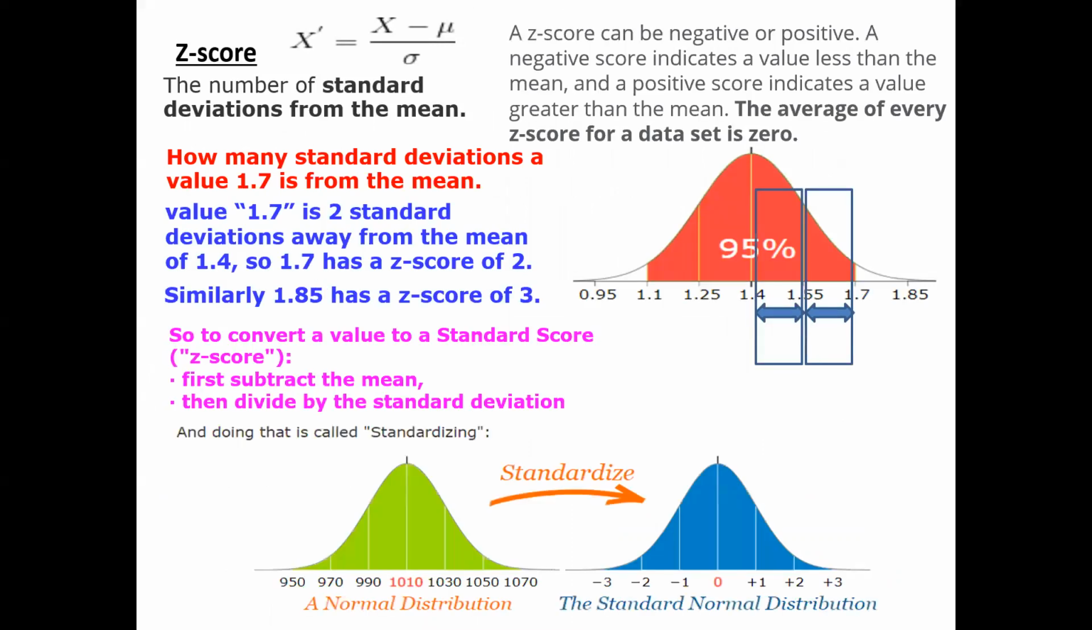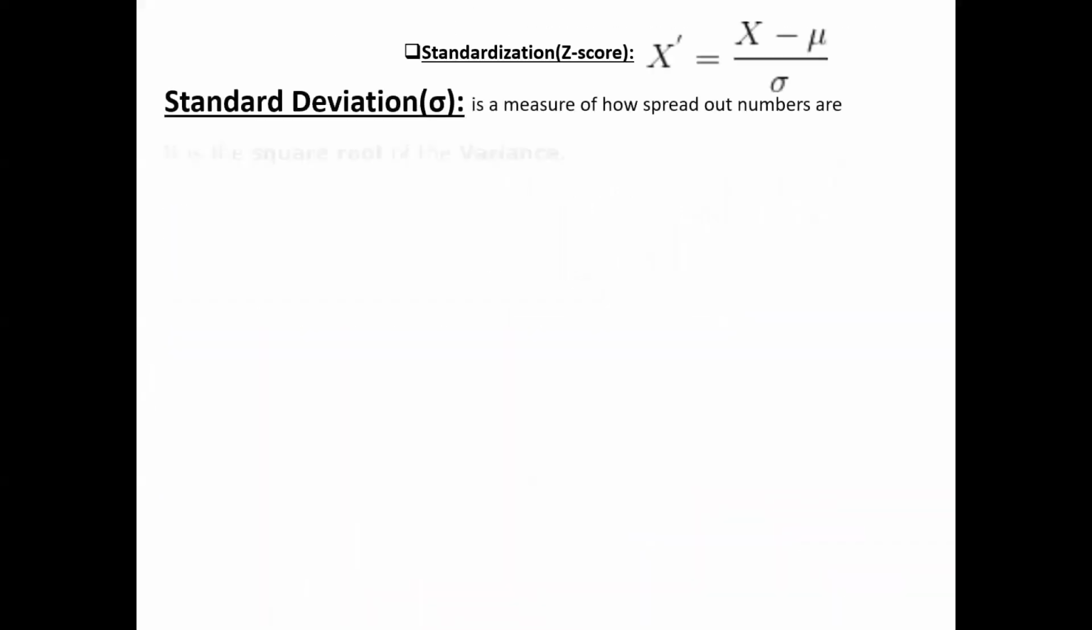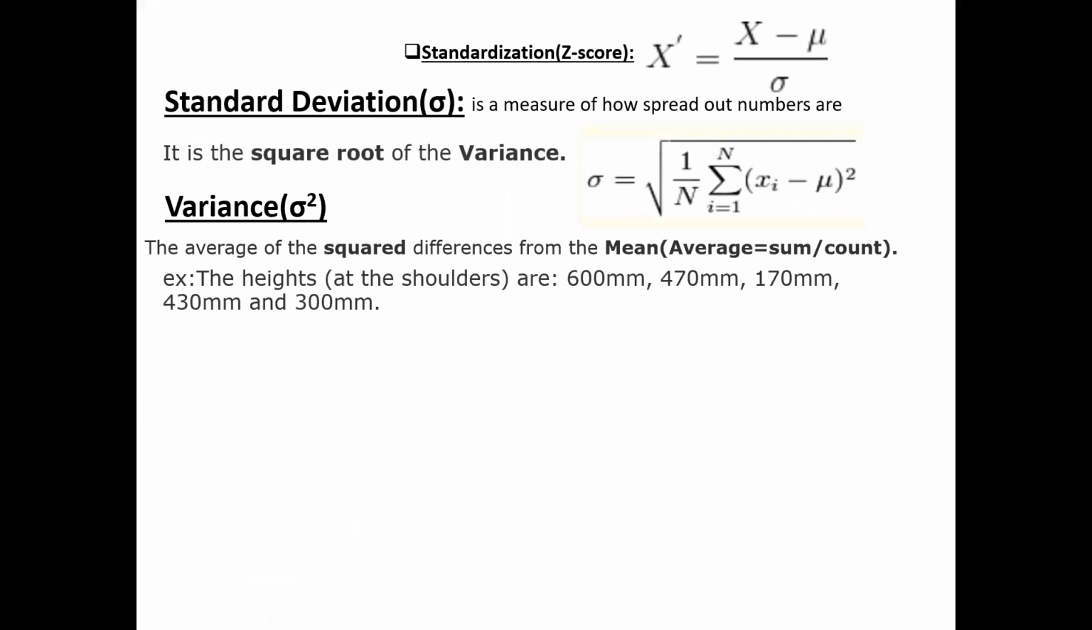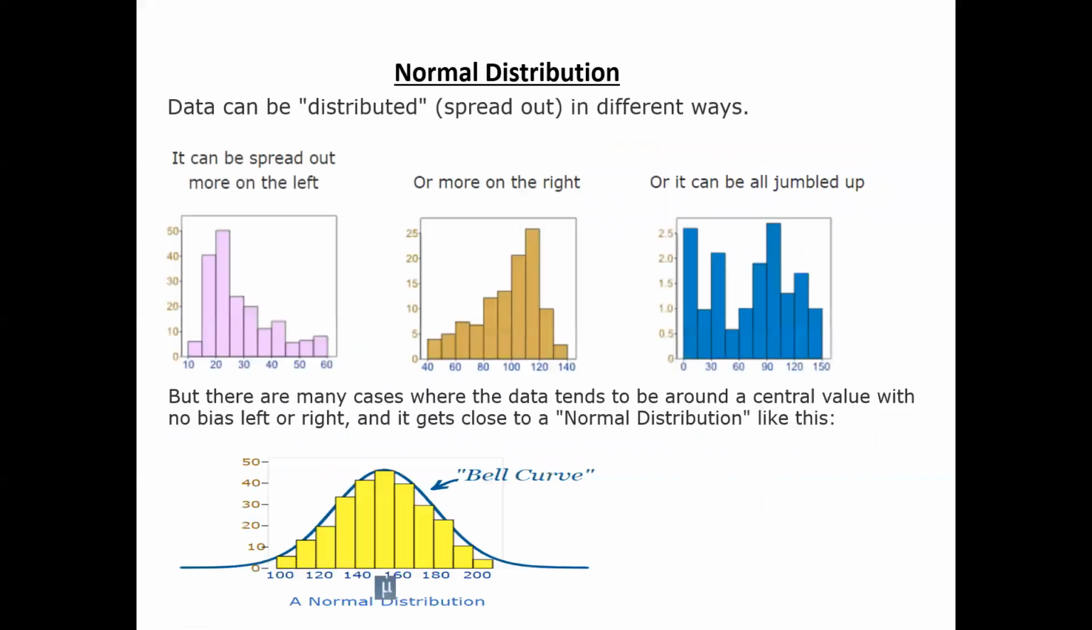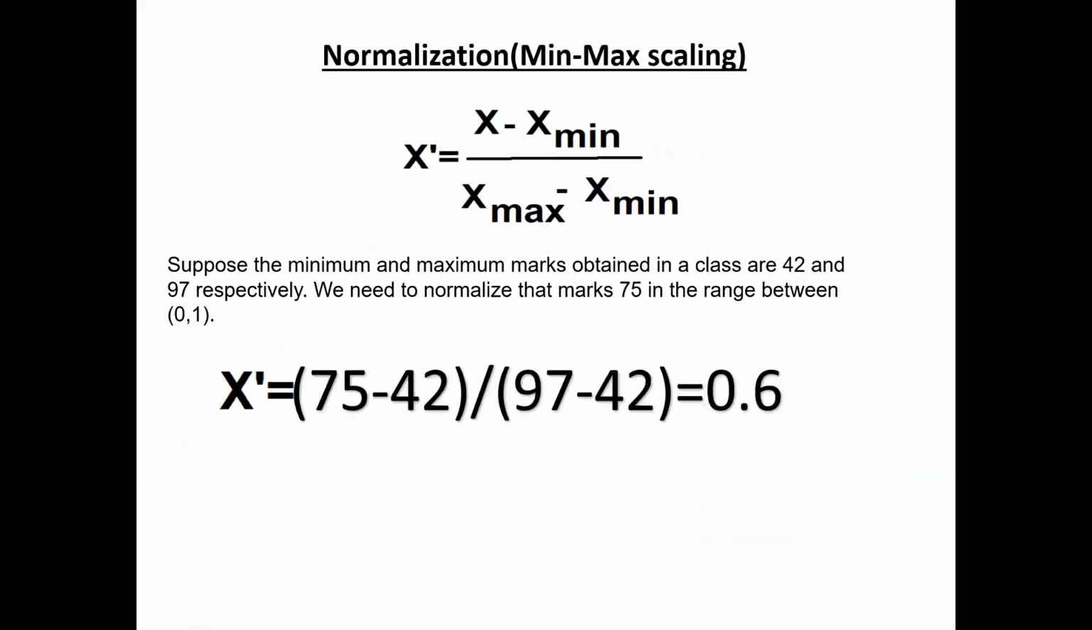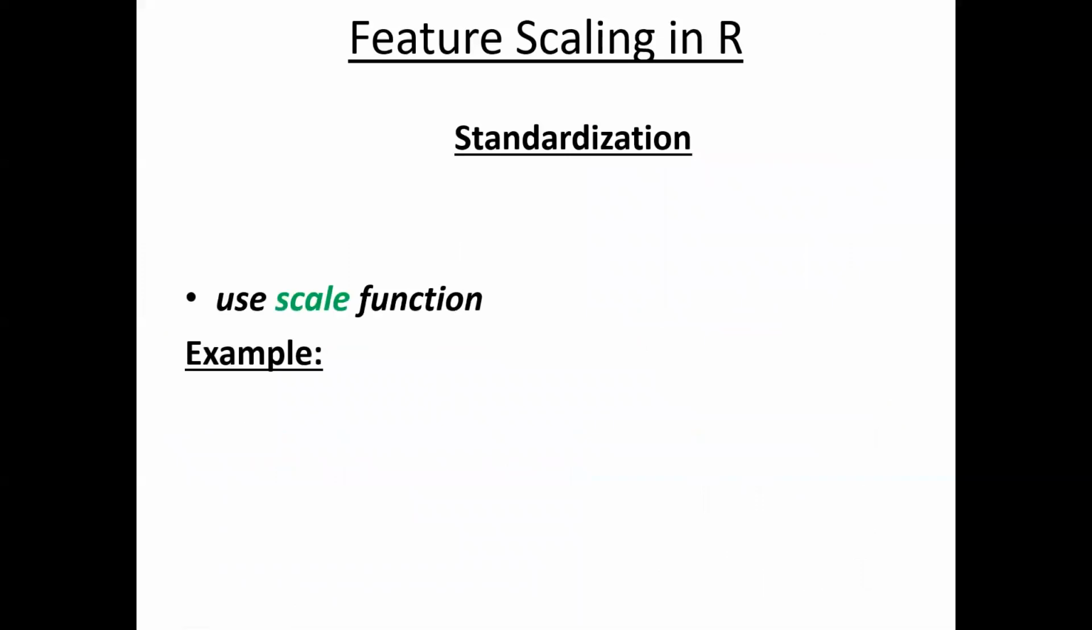Actually, the standardization is nothing but the Z-score, which, as I told you, is based on the formula involving the mean and variance. I will discuss all these while going through the examples. Okay, so now I think it's better to do it in R.